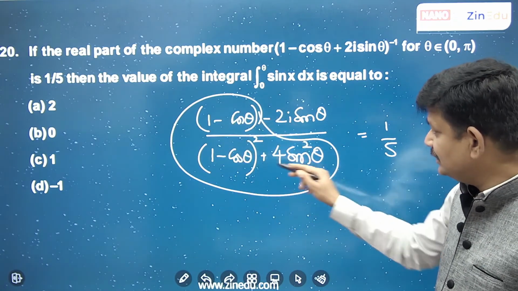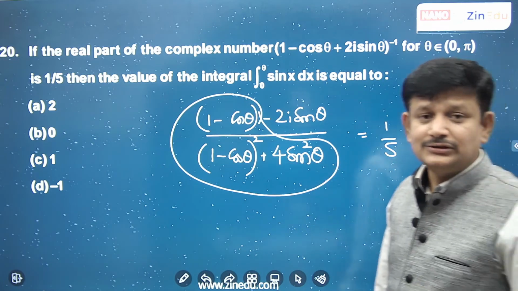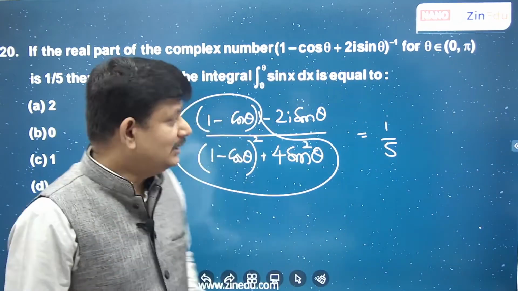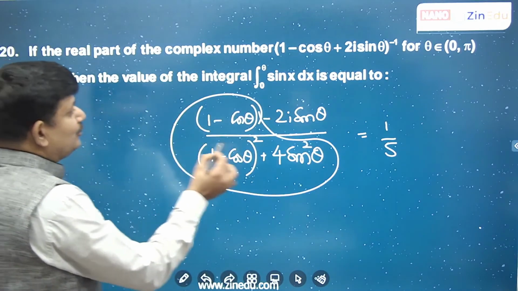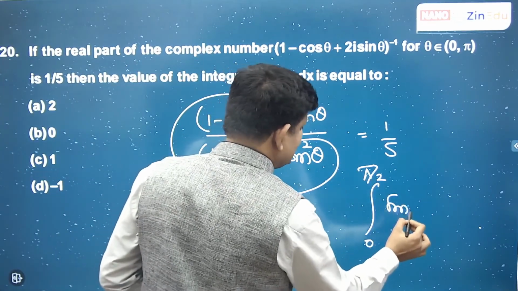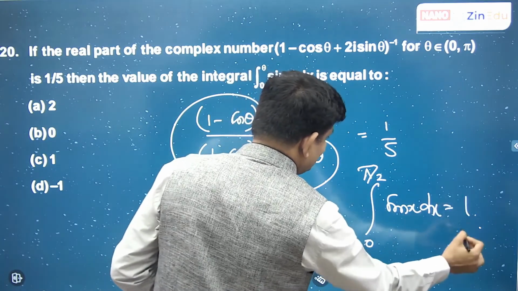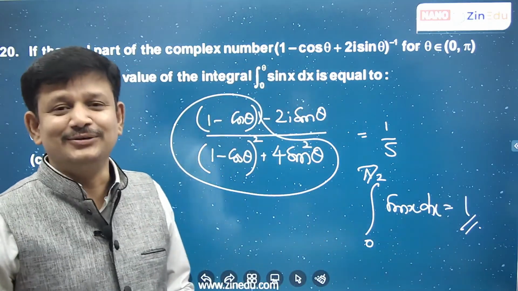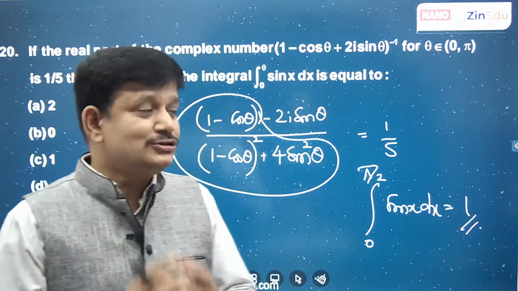Yes, when cos theta is 0 and sin theta is 1. So theta which we are talking about is pi by 2. And what is the question asking? Integral 0 to pi by 2 sin x dx. We cannot get a simpler question. Yes or no? So don't rush to solve.